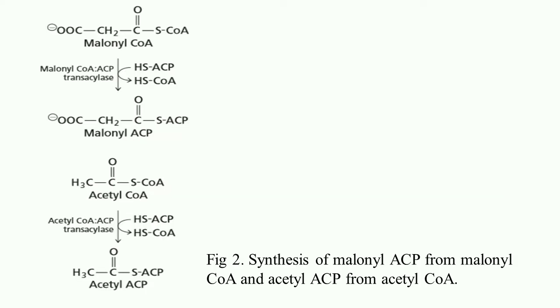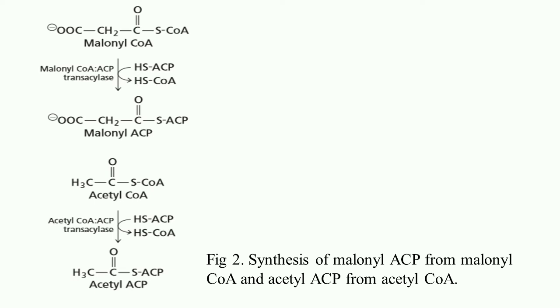The second step in the synthesis of malonyl ACP is the transfer of the malonyl moiety from coenzyme A to ACP. This reaction is catalyzed by malonyl-CoA ACP transacylase. This enzyme transfers ACP from HS-ACP to malonyl-CoA, forming malonyl ACP and releasing HS-CoA.